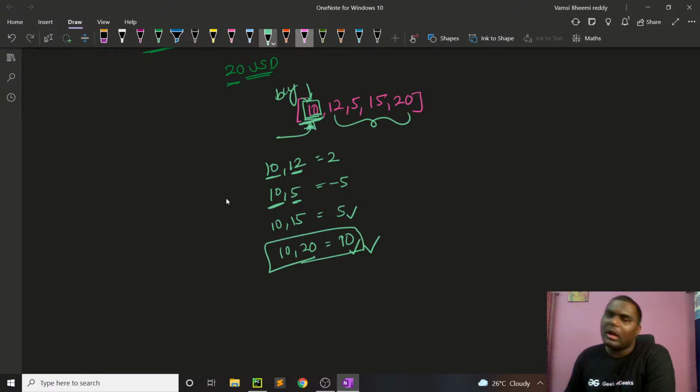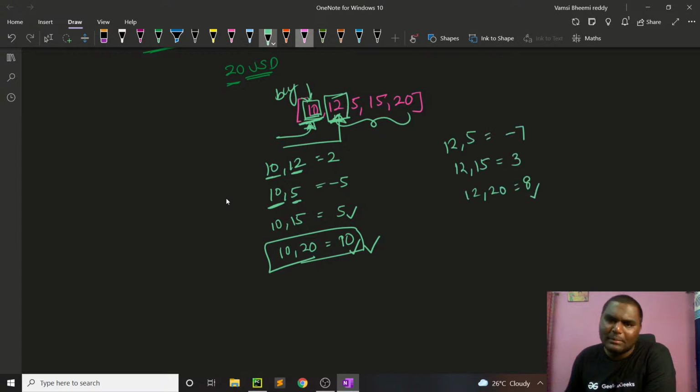Now let's go and see this particular day, it is the 12. If I buy the stock at 12, what are all the options I have? I can sell it at 5, then I am going into loss. Then 12 comma 15, it's a 3. 12 comma 20, it's an 8. So these are all the profits. Now as of now, how many possible ways can you sell the particular stock? It is 1, 2, 3, 4, 5, 6, 7. So it's 7 choices you have. What is the maximum one? Can I say it's a 10?